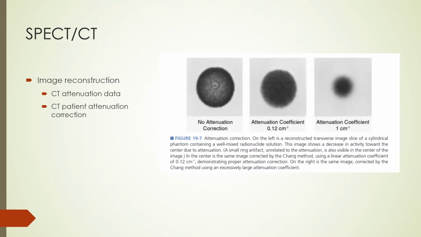Patient attenuation characteristics can also be obtained by first performing a CT scan of the patient and using the CT attenuation data to correct for patient attenuation. This is done when a SPECT system comes with a CT scanner in tandem. These systems are called SPECT/CT systems.